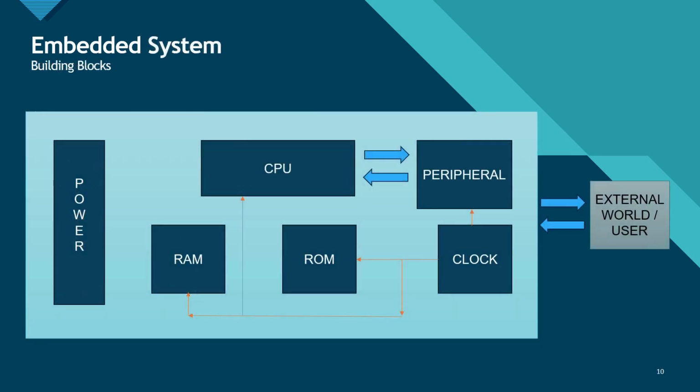Now, embedded system building blocks. There are a few fundamental building blocks of an embedded system. They are power, CPU or the central processing unit, the RAM, the ROM, the peripherals or the input output devices, and the clock. And this entire system is communicating with the external world or the user.